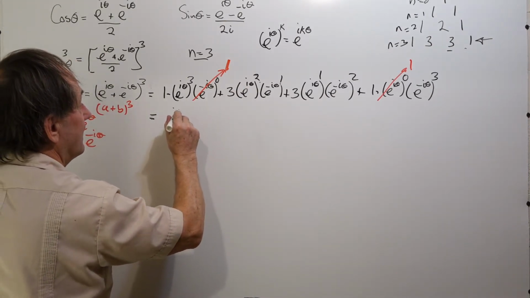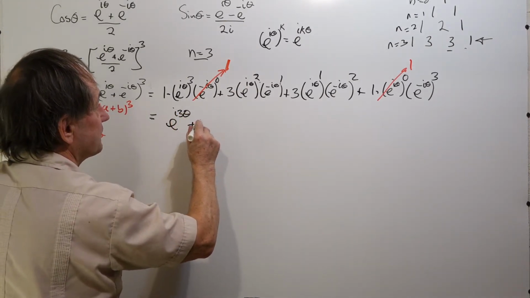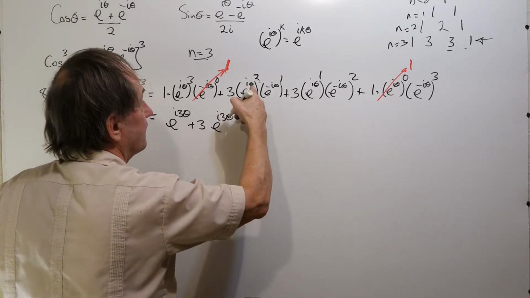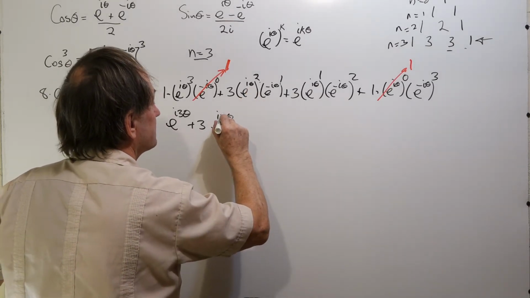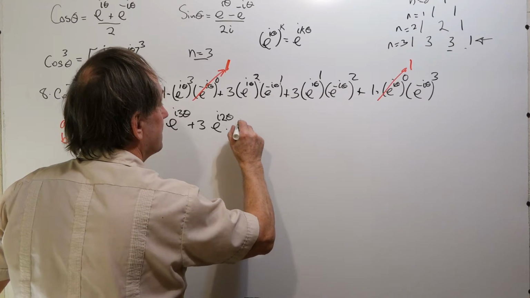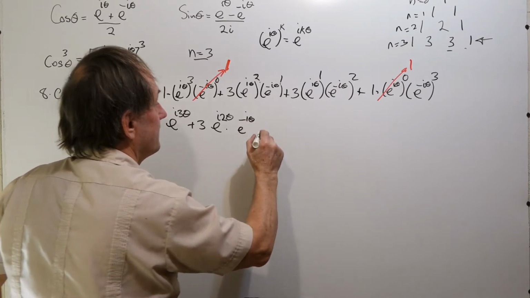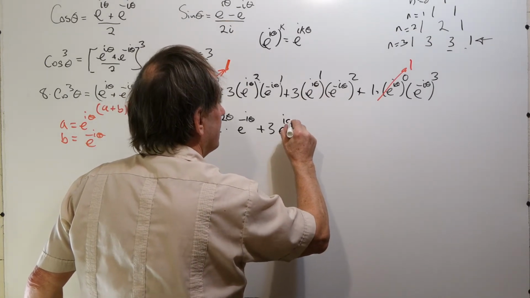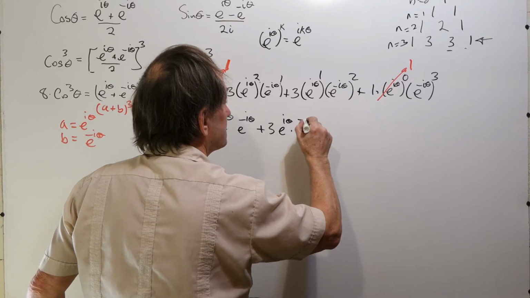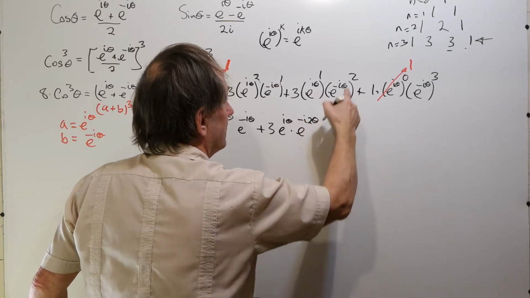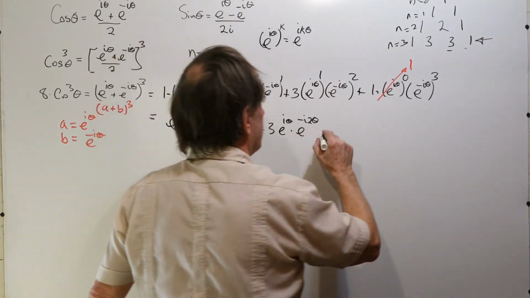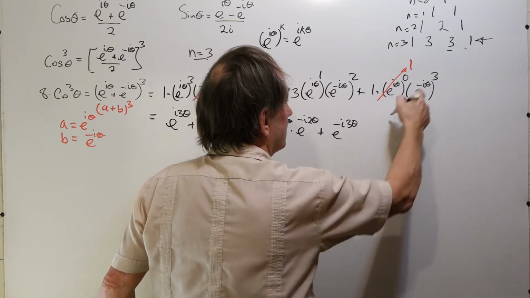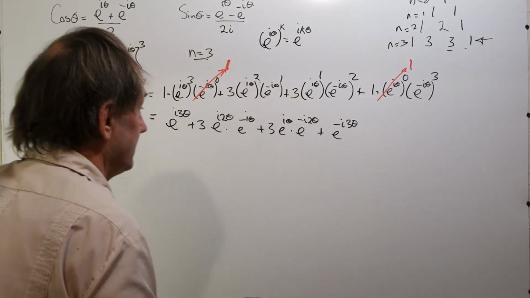So we have e to the i 3 theta plus 3 times e to the i 2 theta for this one. And this is e to the minus i theta plus 3 times e to the i theta times e to the minus i 2 theta. The 2 comes in here, plus e to the minus i 3 theta. The 3 and the i theta combine.